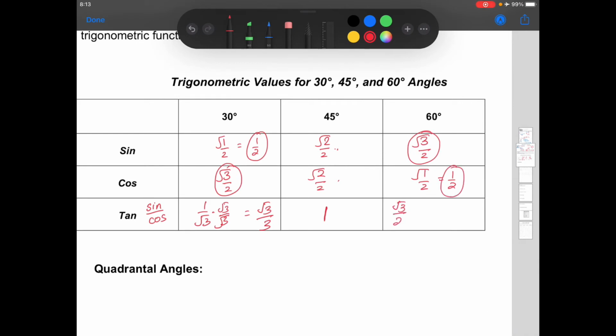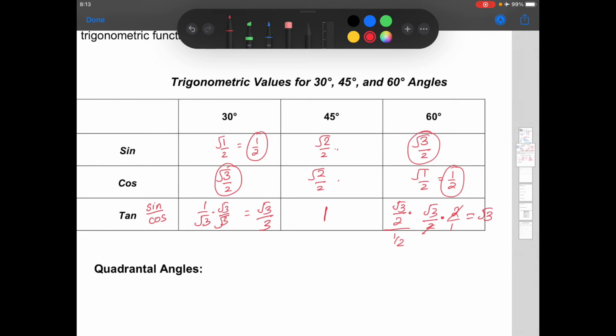So let me show it to you. You don't have to do it every time. Once you get into a pattern, like into a habit of doing it, you'll see a pattern, and then it'll be good for you. I'm just gonna do sine over 1/2, keep change flip. It's rad3 over 2 times 2 over 1. The 2's cancel, so you're left with just rad3.